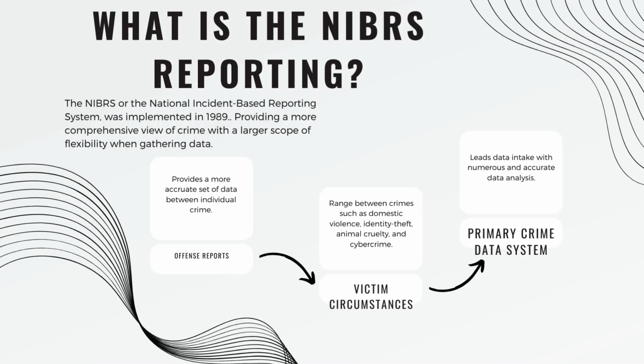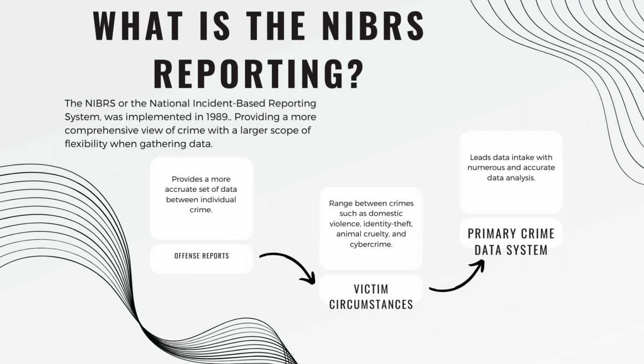Moving on, what is the NIBRS reporting? In short, the NIBRS is the National Incident-Based Reporting System. This was implemented in 1989. Furthermore, it provided a more comprehensive view of crime with a larger scope of flexibility in data gathering. So some of the main things that they would report are offense reports. These provided a more accurate set of data between individual crime rather than crime as a whole.